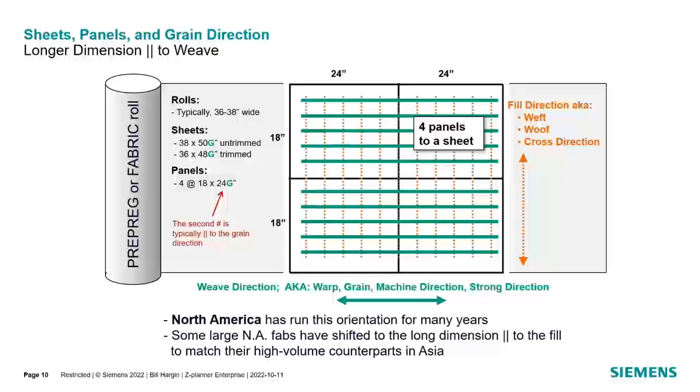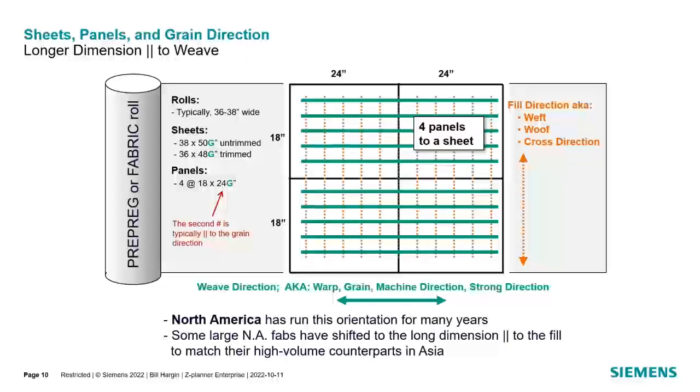And you might ask, why do I say 18 by 24? Well, the convention is to always list the grain direction second. And so you would say that this sheet is a 36 by 48 sheet, and then there'd be a G in there for the grain direction. In North America, where I live, we've run this orientation for many years.